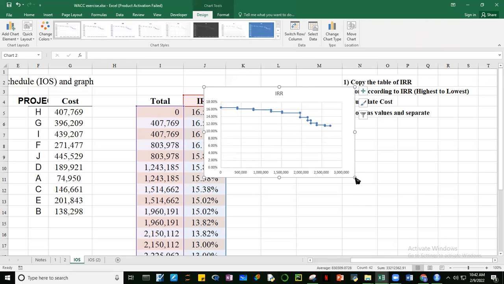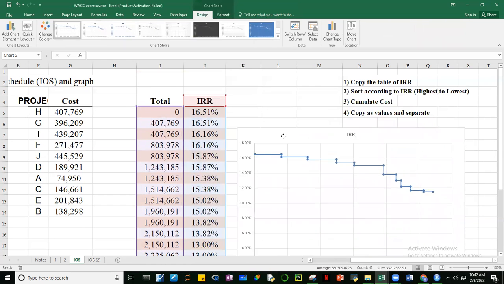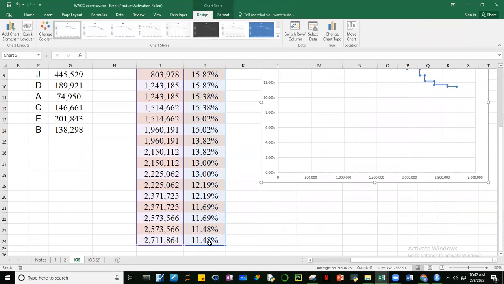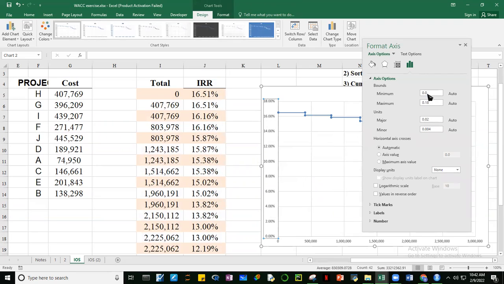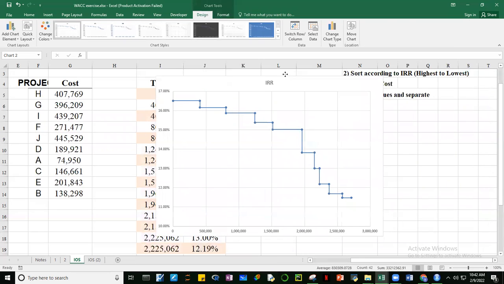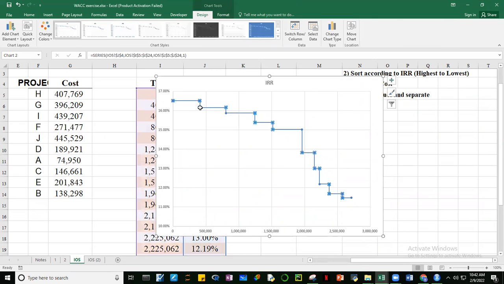So medyo i-aayusin lang guys yung plot. So ito na actually yung plot natin. We can just fix this kasi masyadong mataas yung y-axis. Ang pinaka-minimum natin is 11.48%. So pwede natin baguhin this one. I'll change this. Format major axis and just make it 10%. Para hindi masyado mataas, 10%. There. Okay. And then maybe we can delete na natin itong point nito.